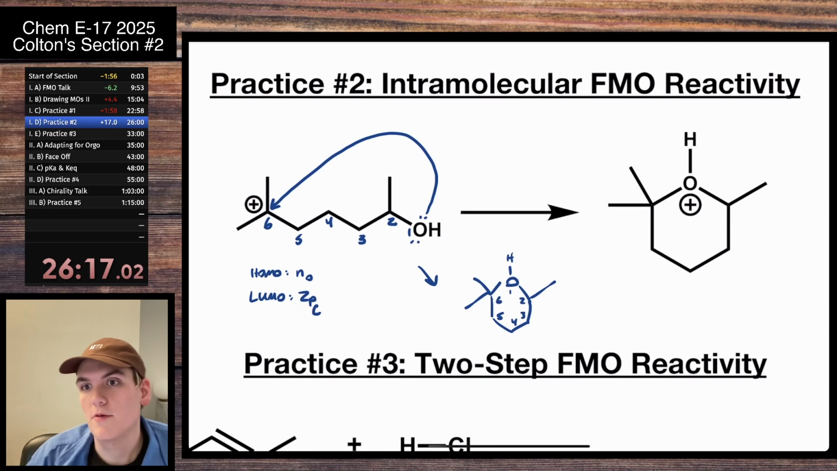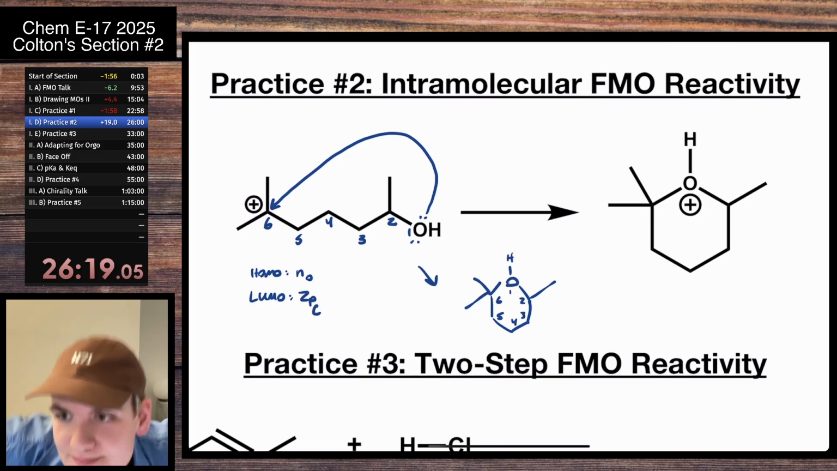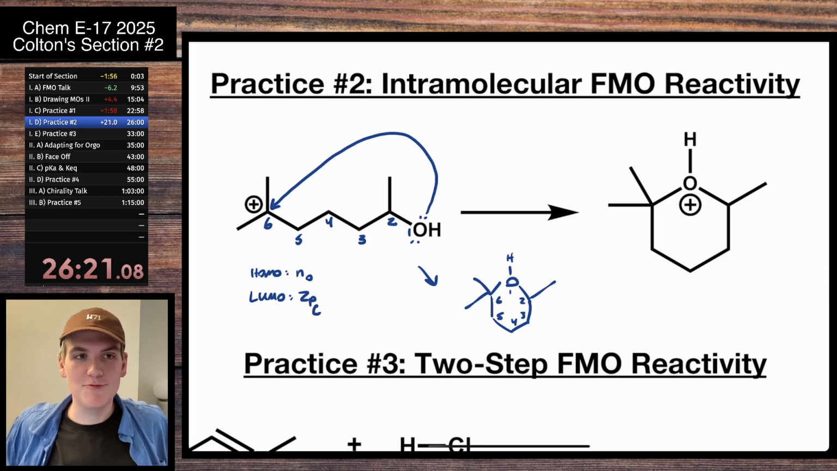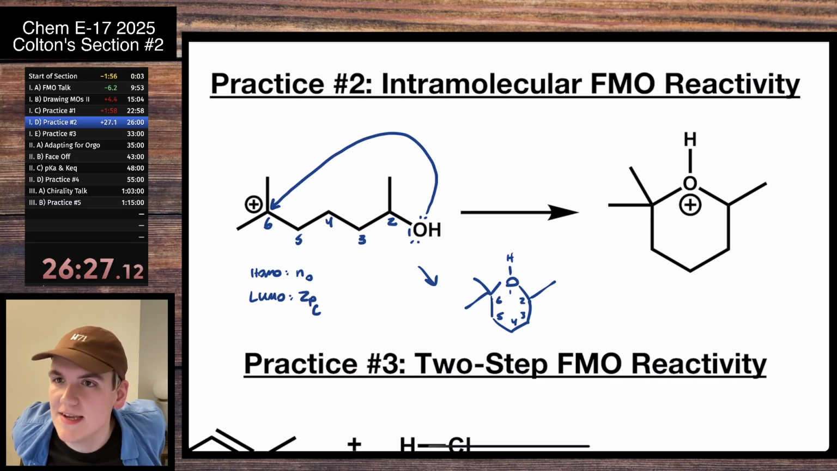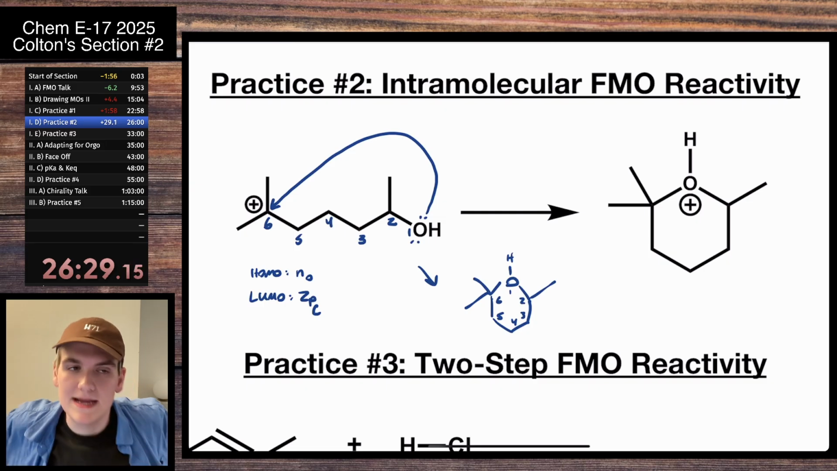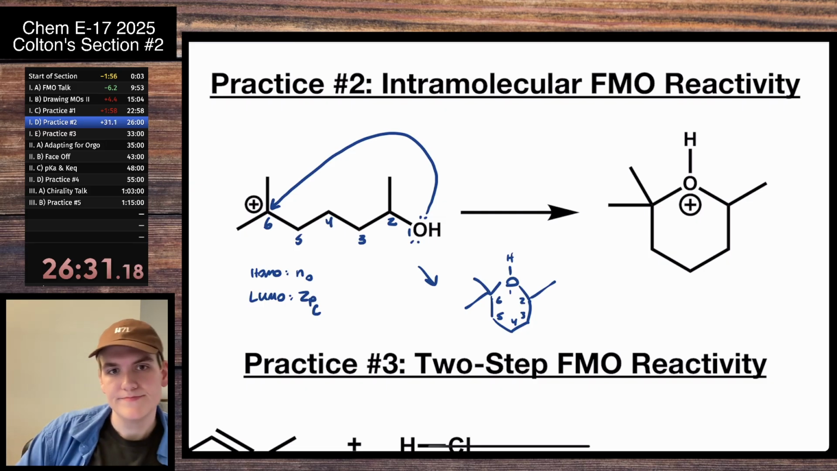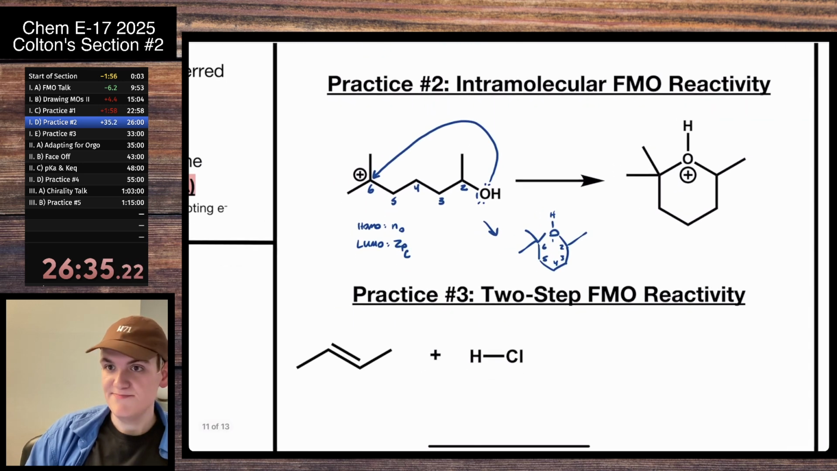And what do you know? That's our product. Wow, we verified it. Feels like we've done a mathematical proof. So this numbering carbons is going to be a strategy that you'll see come back several times, and it's going to be important moving forward. Cool. Questions on this before we go to practice 3?